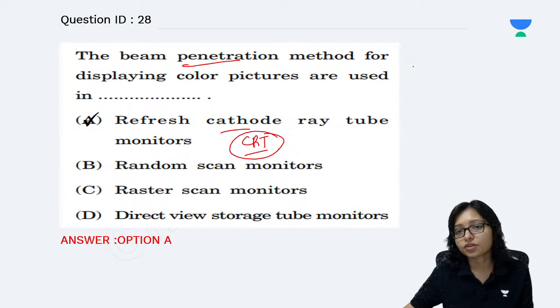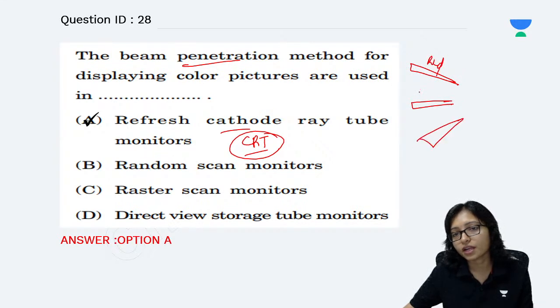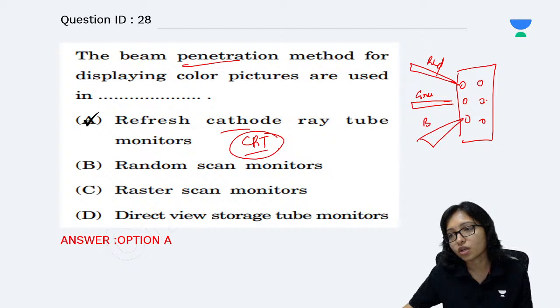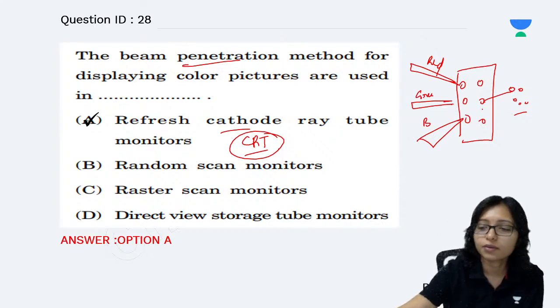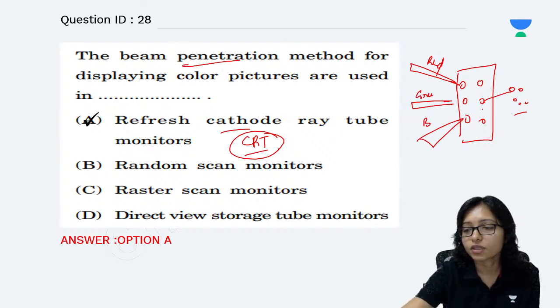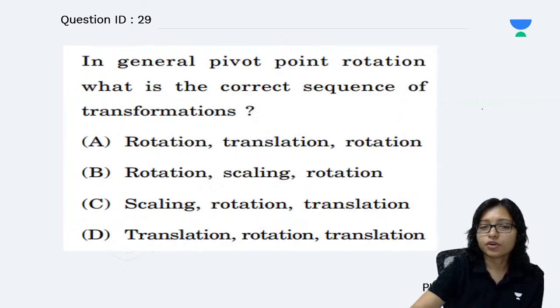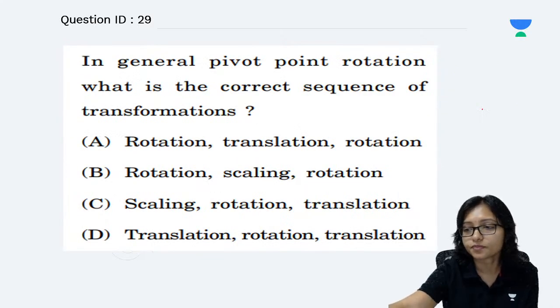Beam penetration means here are the red color, then green color and blue color. Here is the beam for red, here is the beam for green, and here is for blue. After that there are some holes. Through the holes these pass and the pixel will be created. This is called the beam penetration method for the CRT monitor. Now do this one.